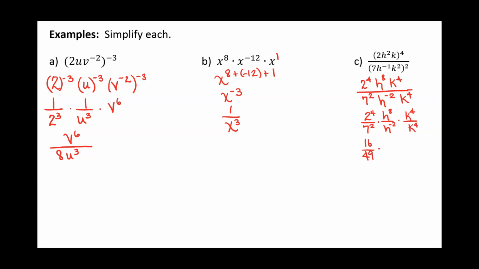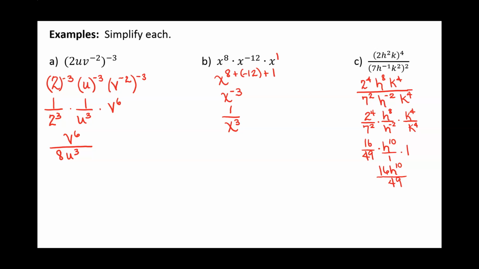All right, then for the second piece, what do you do when your bases are the same and you're dividing? Subtract. So we're going to do 8 minus a negative 2. So it's 8 minus a negative 2? 10. So we're going to have h to the 10th. And then k to the 4th over k to the 4th, those just cancel each other out. Or you could think of it as 4 minus 4 is 0. So k to the 0 is 1, whichever you like better. So then in our numerator, we have 16 times h to the 10th. And in our denominator, we've got 49. So simplifying with exponents.